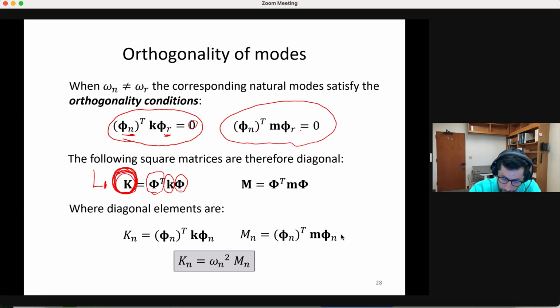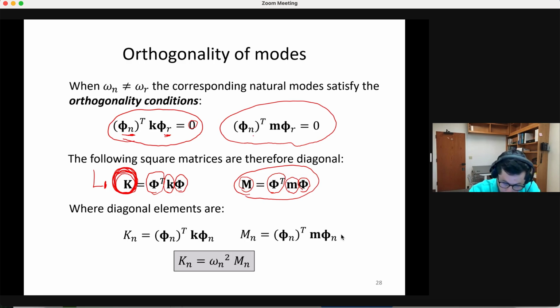The same is true for a new mass matrix, which I can define in this way. The new mass matrix is obtained as the transpose of the mode vector times the mass matrix times the mode shape. In this case, this matrix is going to be diagonal as well. And why is that?